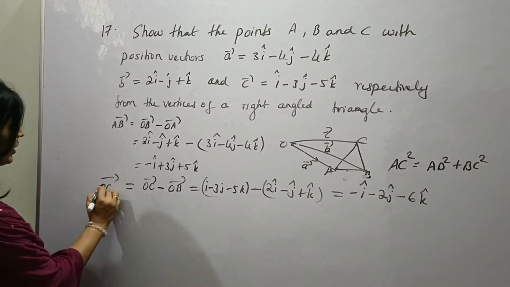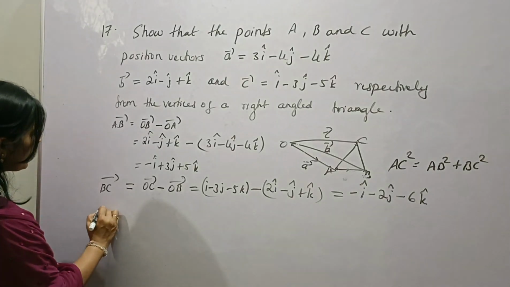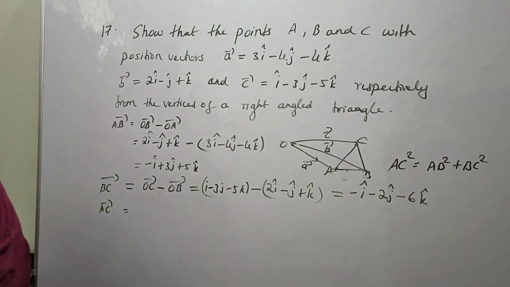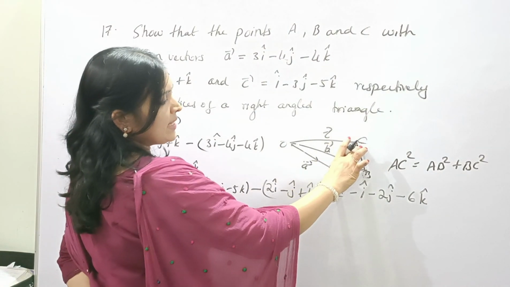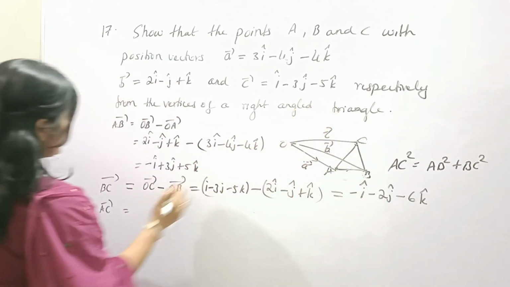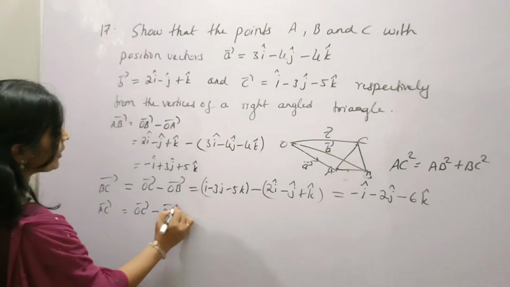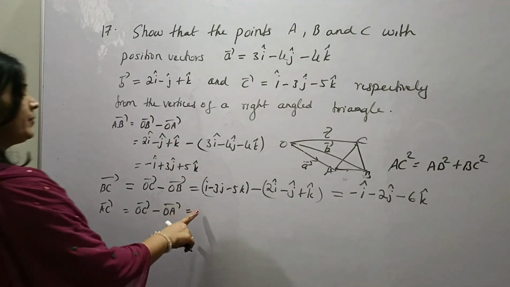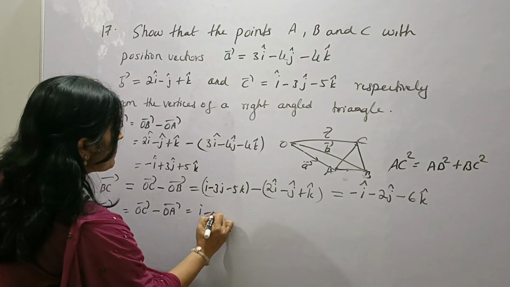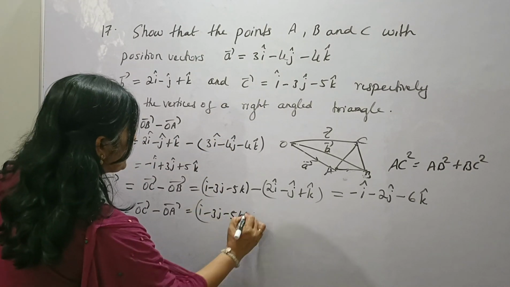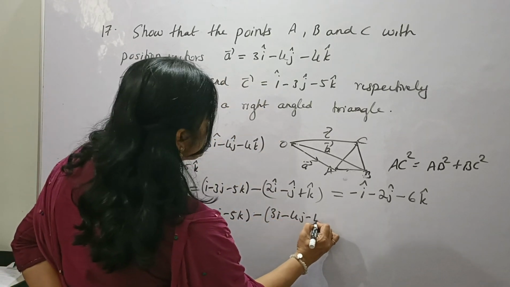Next we will find vector AC. How to find vector AC? Vector OA plus vector AC is equal to vector OC, right? Therefore vector AC is equal to vector OC minus vector OA. What is vector OC? Vector C, i minus 3j minus 5k, minus vector OA, that is 3i minus 4j minus 4k.